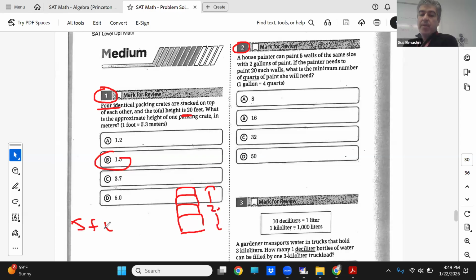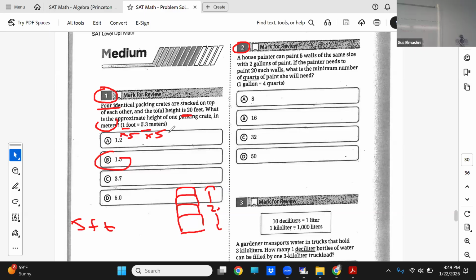However, they don't tell us they want the answer in feet. They want the answer in meters. But if a foot is 0.3 meters, I multiply that by 5. Because if 1 foot is 0.3, then how many meters would be 5 feet? 1.5. Because 1 foot is 0.3, so what if I multiply that by 5, to make it 5 feet? Whatever you do to one, you do to the other. 0.3 times 5, you can use your calculator. It's 1.5. Do you see why it's 5 feet first? Yeah, I see that.